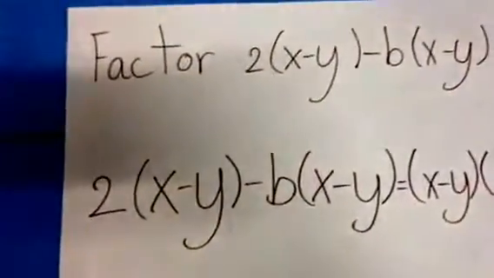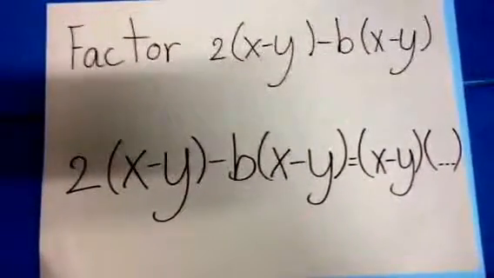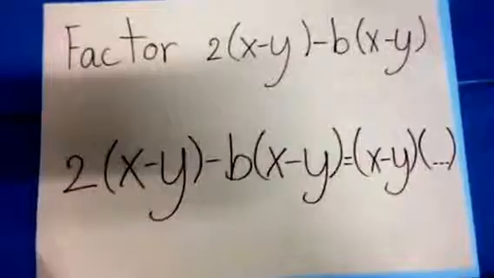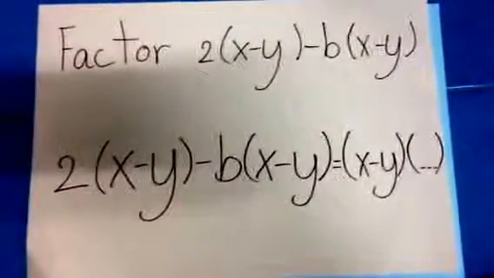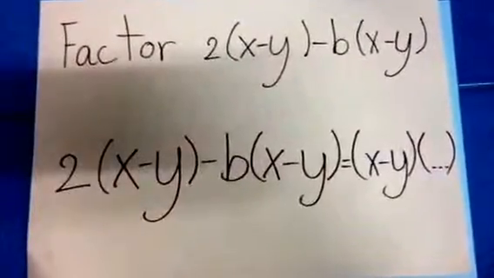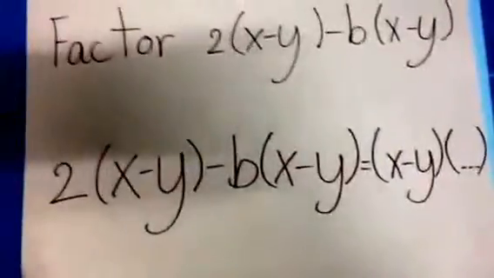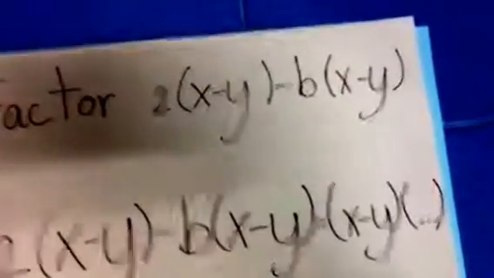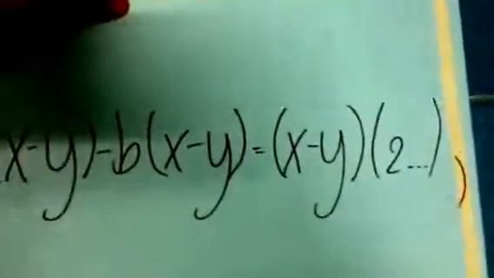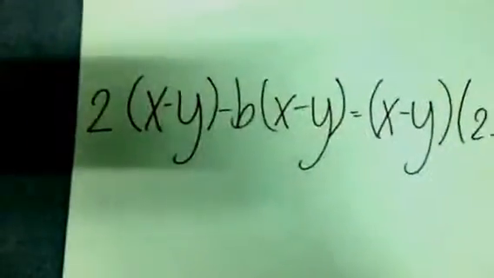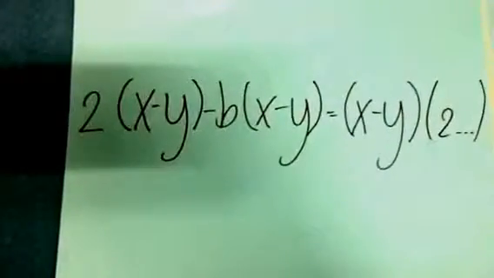2(x − y) − b(x − y) = (x − y)[blah blah]. From the first term, I have a 2 left out.